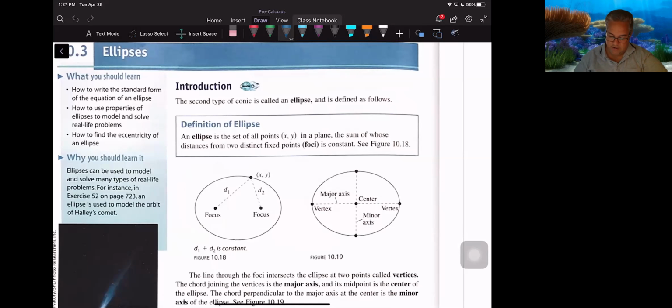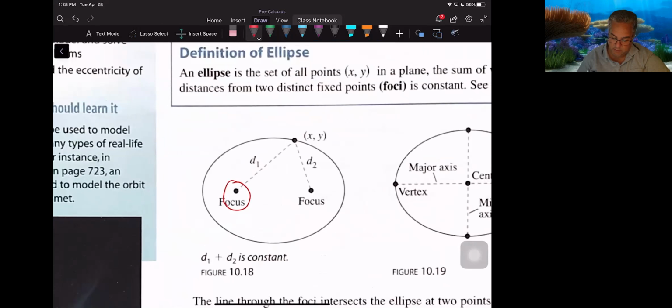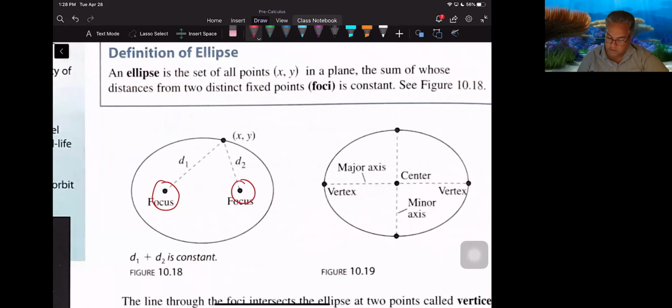And we have different parts here, so let's point these out. We have these things here called a focus, right? And they're basically two dots. They're on either side of the center. So if I was to look over this way, the focuses would be about right here, okay? And they're always on the major axis.